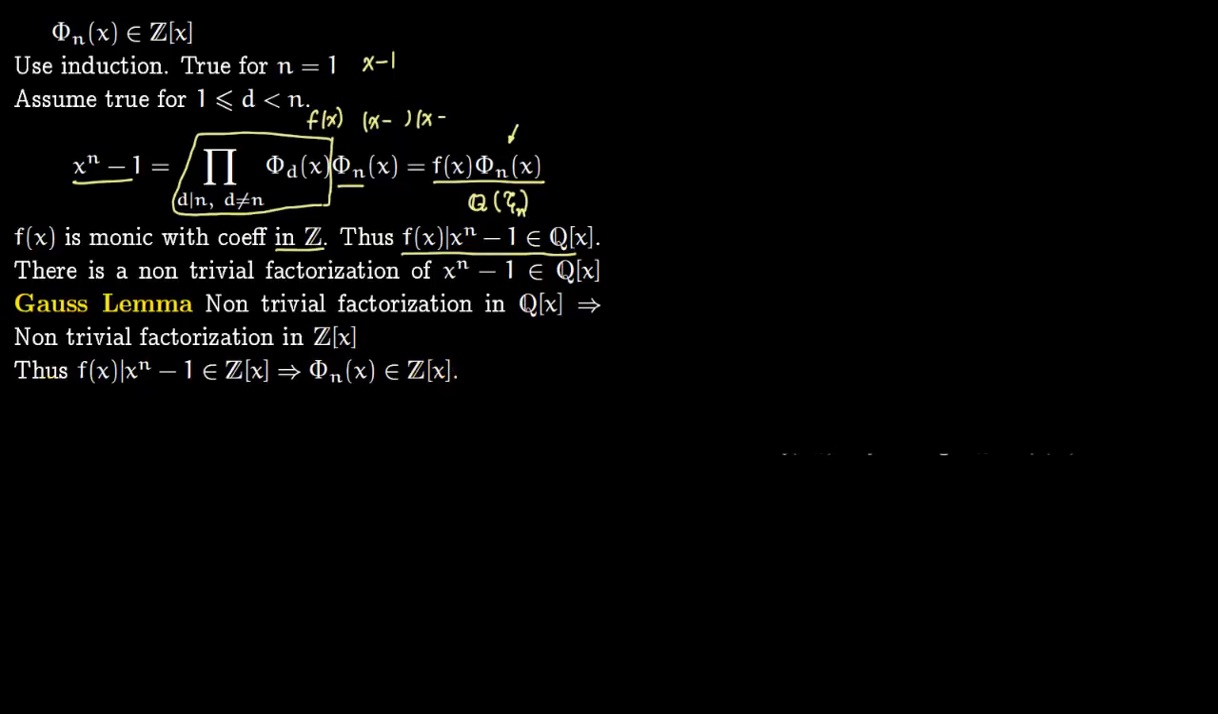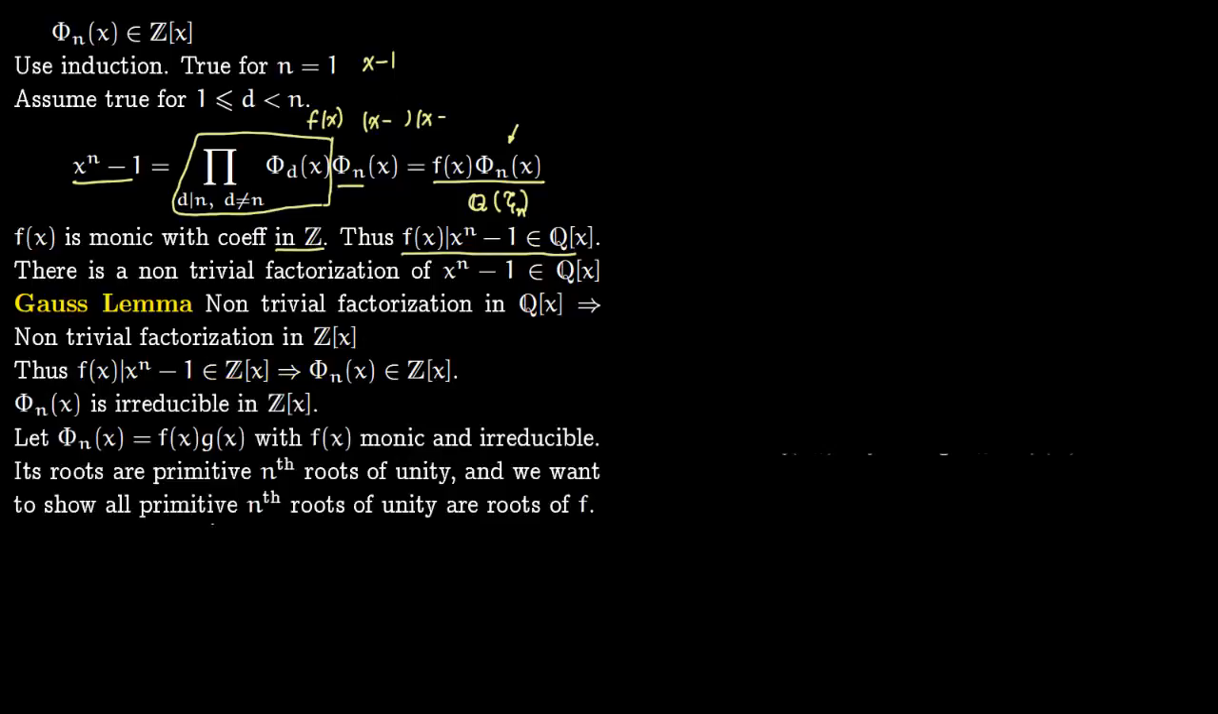The next thing we want to prove is that this cyclotomic polynomial is irreducible over the integers. So let phi n factorize as f times g, where f is monic and irreducible. So its roots are some of the primitive nth roots of unity. These are precisely the roots which are part of this phi n polynomial.